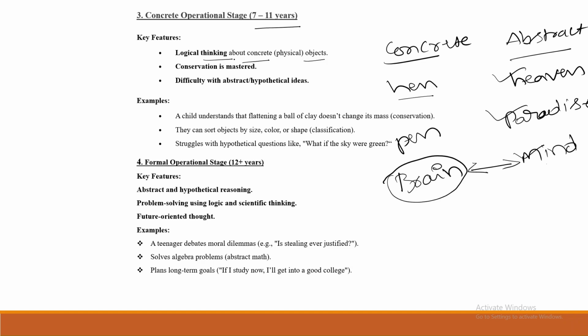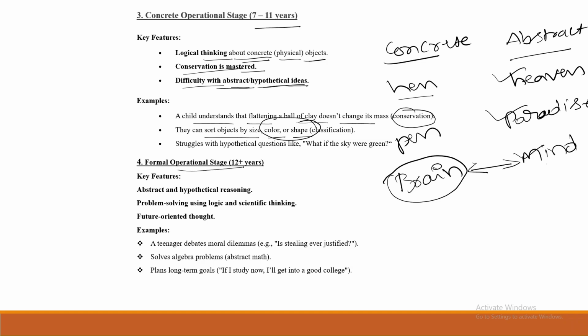So in this stage, logical thinking is about concrete, that is physical, objects. There is no abstract thinking here. Remember that conservation is mastered. I will explain what conservation is in the next slide. There is difficulty with abstract and hypothetical ideas. I told you, abstract. He fails to understand abstract things. Example, the child understands that flattening a ball of clay is conservation. I will explain conservation in subsequent slides. They can sort objects by size, color and shape. See, these are all physical activities. He has mastered physical activities but fails to understand abstract things.